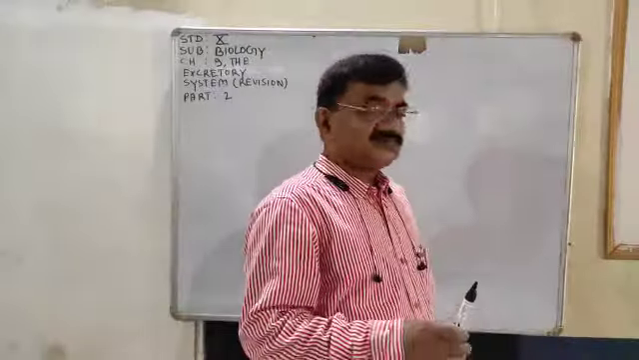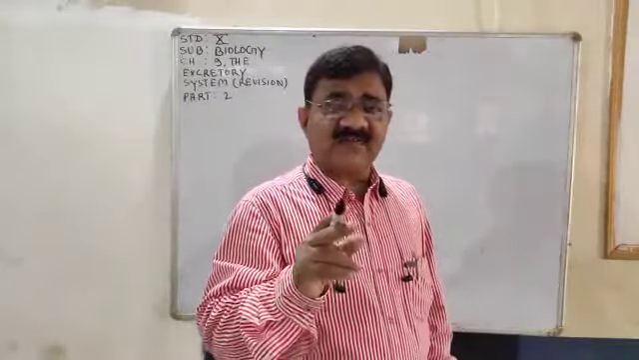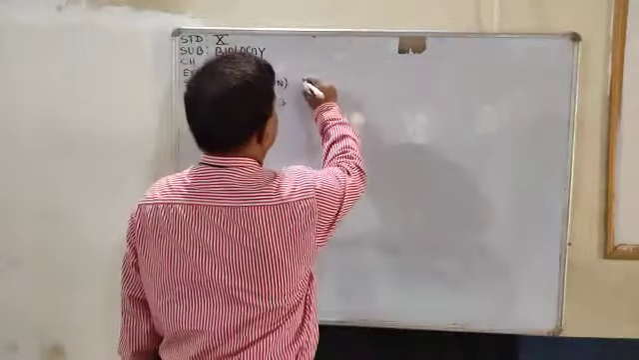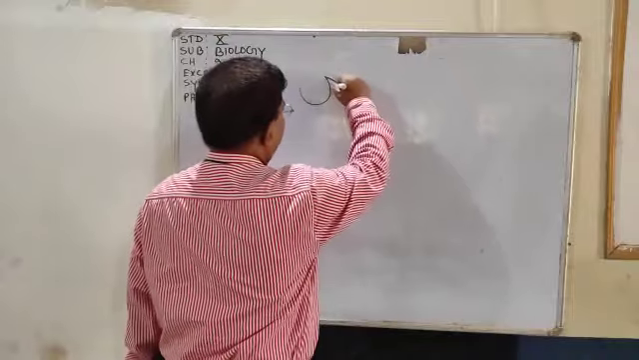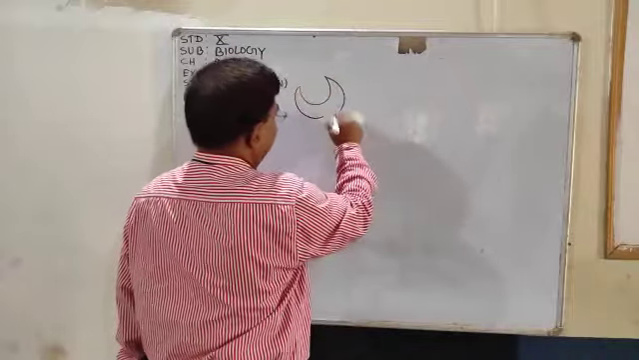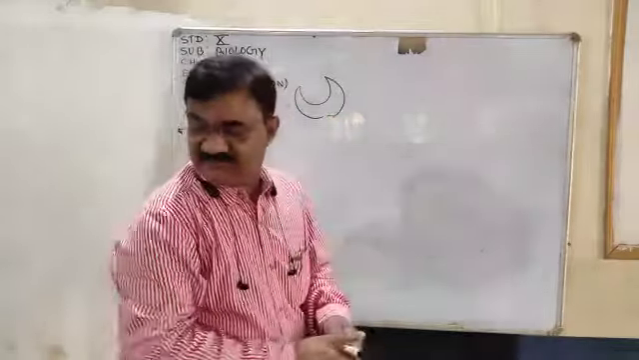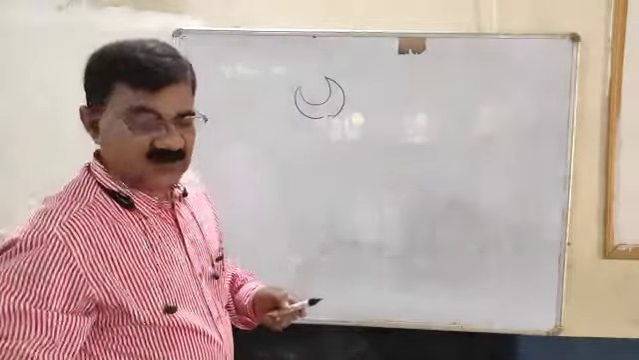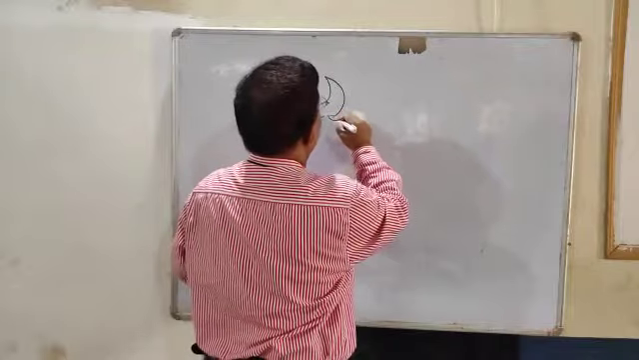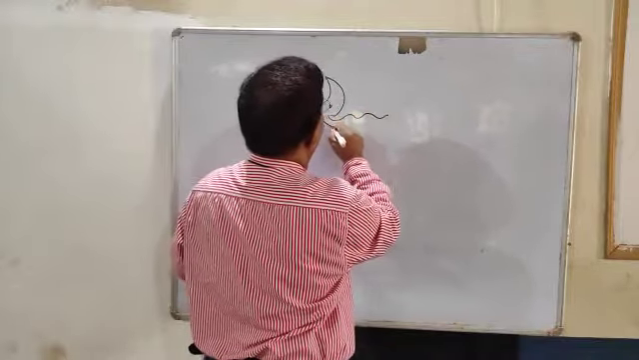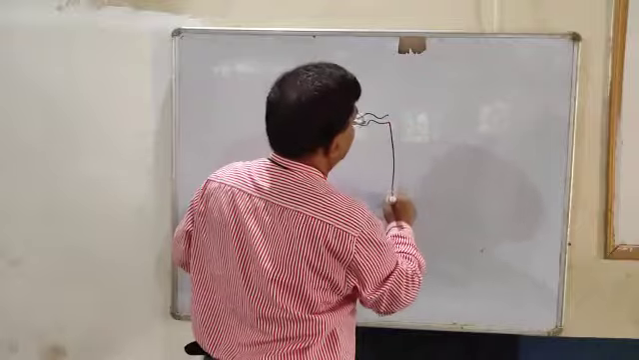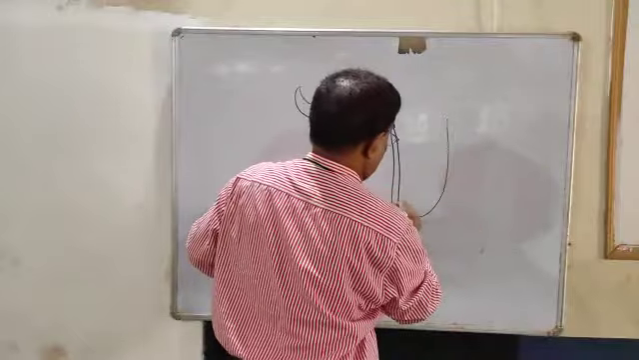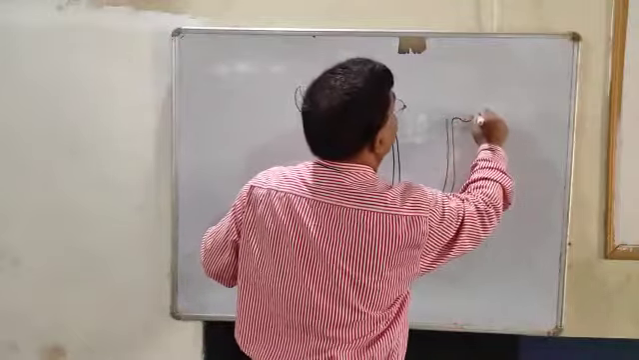Now, let us discuss the structure of the nephron. See here, this is a cup-shaped structure, and this cup-shaped structure is the Bowman's capsule. And here a convoluted part is there, and then a U-shaped part. Again a convoluted part is there.